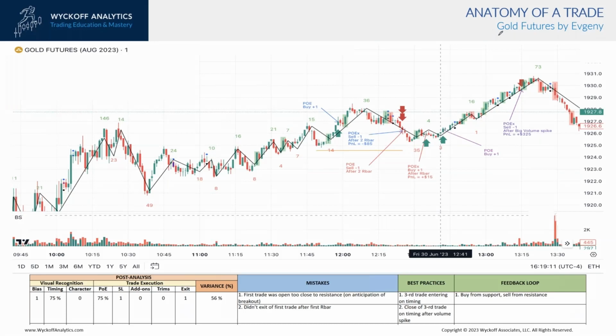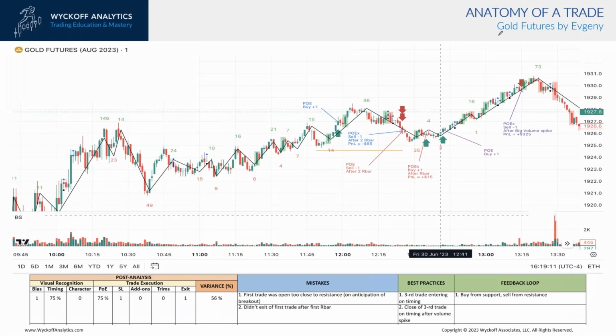First of all, the visual recognition, the bias, correct. It's definitely up. And I like the idea that there was that counter trend trade right after his initial attempt to the long side, and then switching again. I think that takes some real mental flexibility to be able to be that adjustable. And I think on the intraday time frame, you really need to have that. The timing, he's giving himself 75% on that. Character, I would say that the character of the last swing is definitely good.